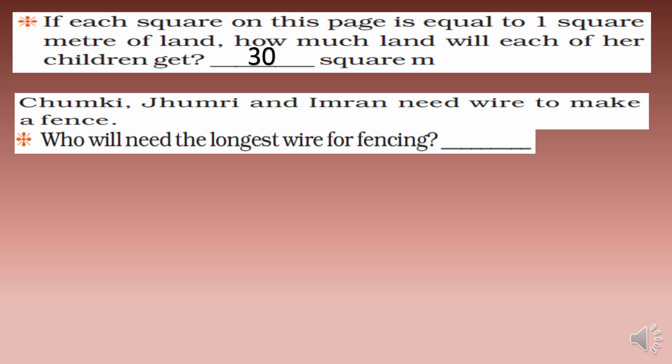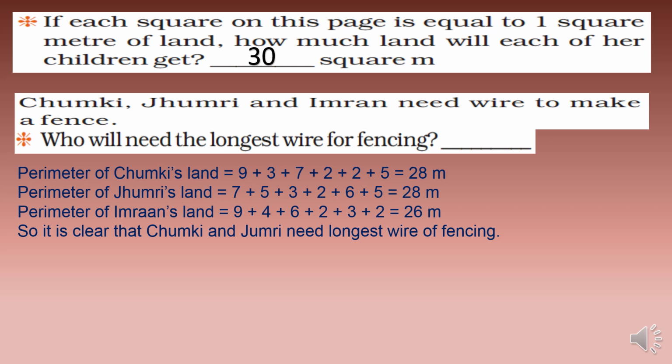So if we count each square for the perimeter, for Chumki it will be 9 plus 3 plus 7 plus 2 plus 2 plus 5, that is equal to 28 meter. For Jumri's land it will be 7 plus 5 plus 3 plus 2 plus 6 plus 5, that is equal to 28 meter. And for Imran, 9 plus 4 plus 6 plus 2 plus 3 plus 2 equals 26 meter. Here I will also tell you that your answer may be different. So here we can clearly see that Chumki and Jumri need the longest wire for fencing, that is 28 meter.